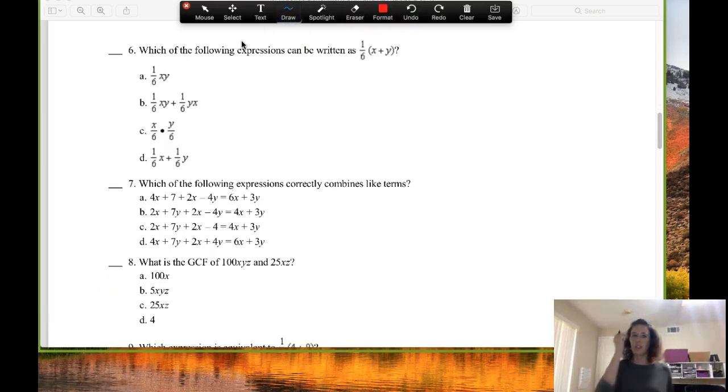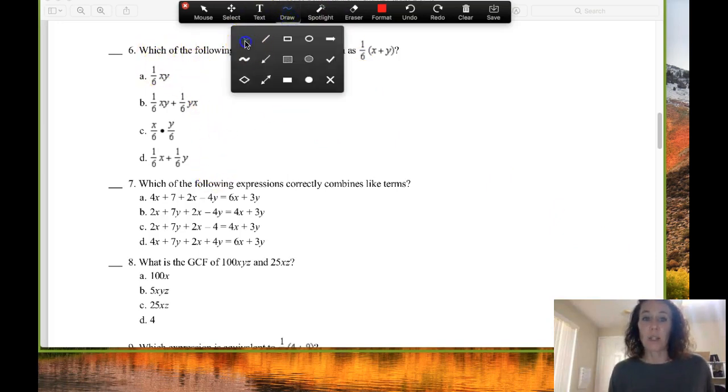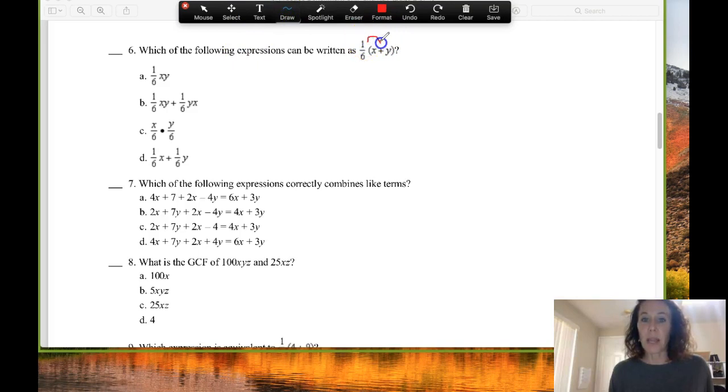Which of the following expressions can be written as 1/6 times x plus y? This is just checking your distributive property knowledge again. So let's see, if I do 1/6 times x and 1/6 times y, it would look like this. 1/6 times x plus 1/6 times y. And then if I look at my choices, there's an xy here and x, not that. 1/6 xy, nope. X over 6 times x or y over 6, no. And actually, let's talk about that in 1 second. 1/6x plus 1/6y, yes, it's D.